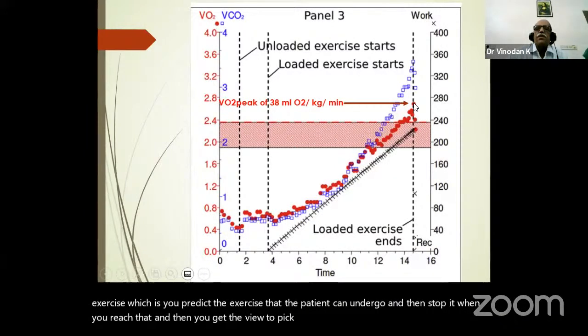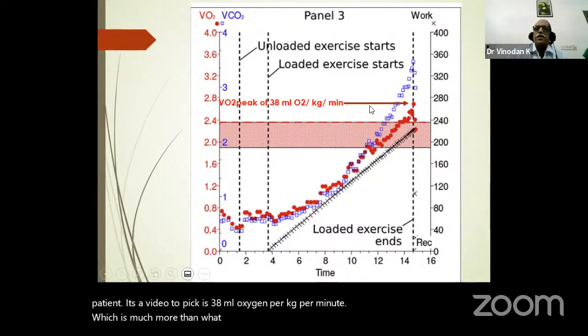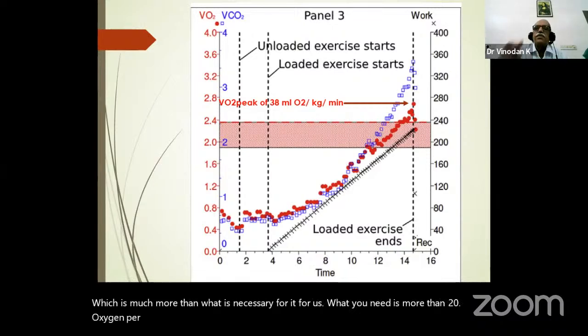And then you look at the VO2 peak. Like in this patient, the VO2 peak is 38 ml oxygen per kg per minute, which is much more than what is necessary for us. What you need is more than 20 ml oxygen per kg per minute to undergo a major surgery.